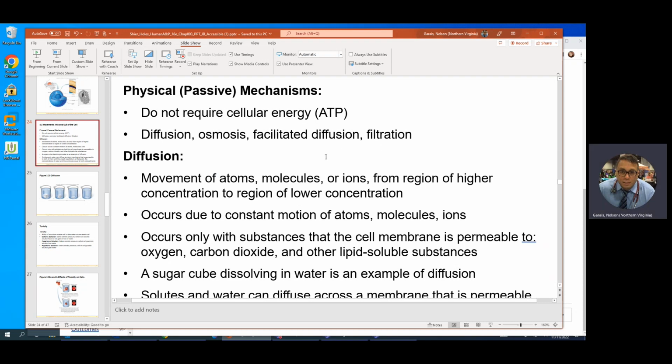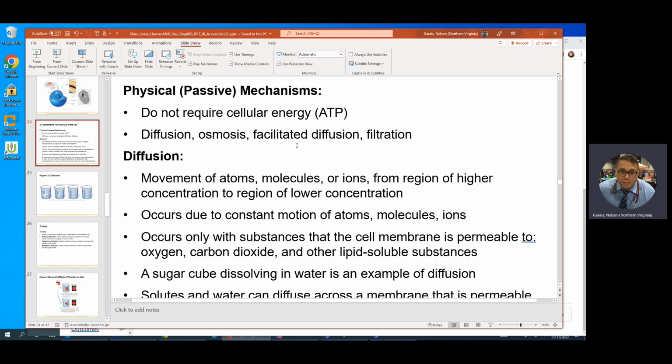Because it does not require ATP. Here are the 4 examples of things that move passively: diffusion, osmosis, facilitated diffusion, and filtration. All 4 of these move particles or fluid from an area of high concentration to an area of low concentration. Diffusion is the classic example. Osmosis is just like diffusion, but it's going through a semi-permeable membrane. An example of the semi-permeable membrane is our nuclear envelope, and of course, the bilipid layer that we just discussed.